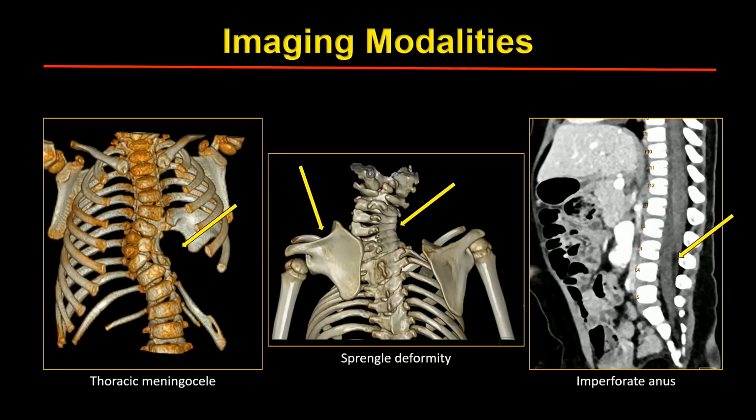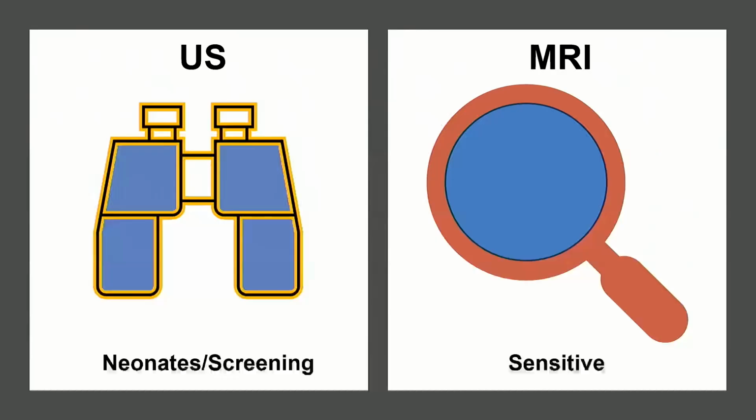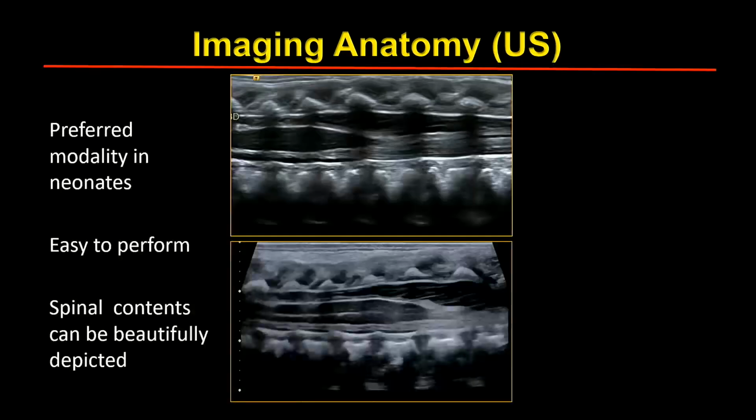So if you know what you're looking for, you may find it on a CT scan. The two most common modalities that are used to image the diverse anatomic anomalies that characterize the pediatric spine are ultrasonography and MR. Ultrasound is primarily used in neonates and as a screening modality, and MRI is the most definitive or sensitive modality. So let's start with ultrasound.